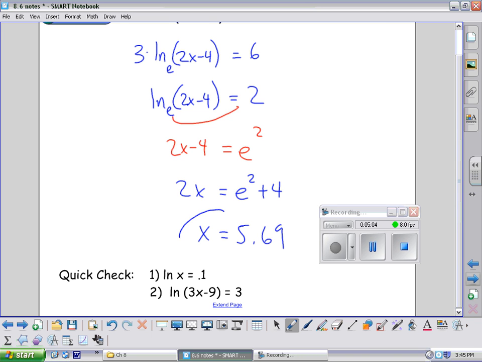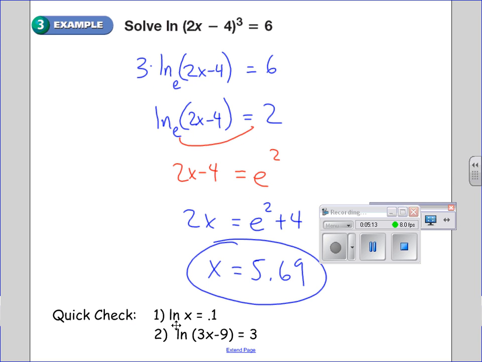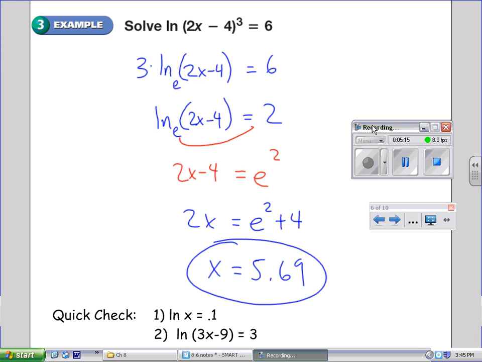Again, we'll work on those quick checks in class. Your problem solving is still the same, and this is a nice one because you don't want to start by cubing in there, because that's going to make a big mess. So you take that out, divide by 2, and then life isn't so bad.